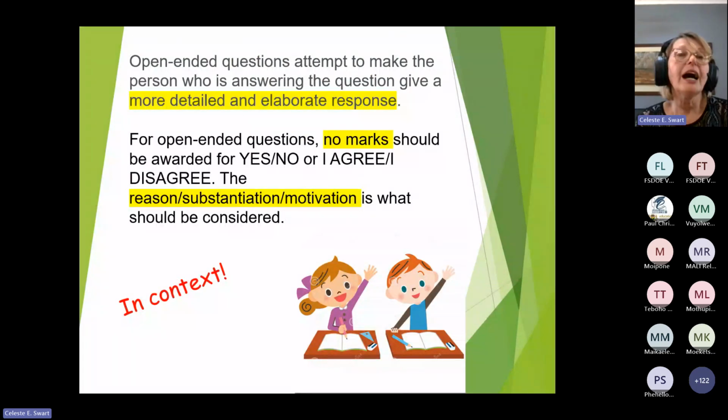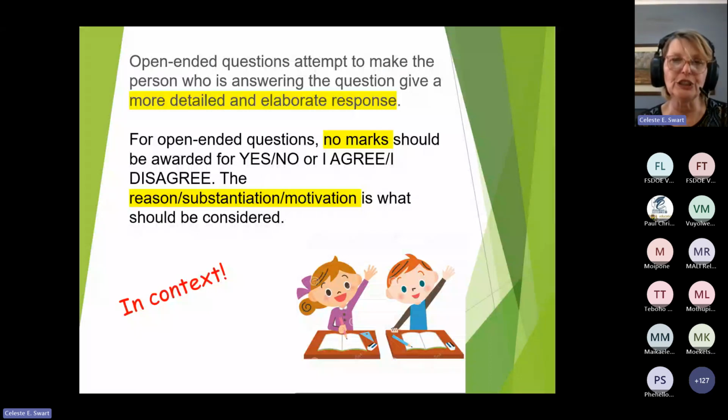Okay, so open-ended questions attempt to make you, that is now the person writing the exam, answer the questions with a more detailed or elaborate response. Now, what does that mean? Very simply, you have to give it some body. You have to embroider on your response. You have to explain why you have given this response.